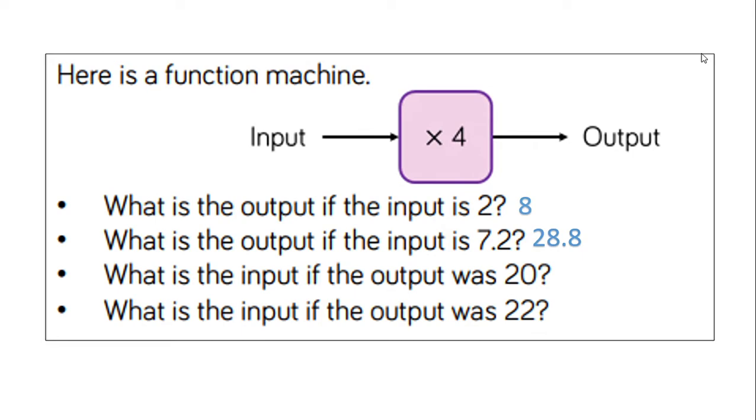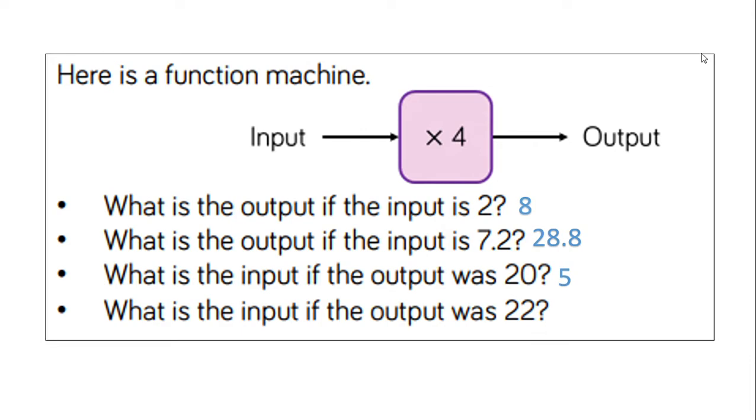Okay, what about question 3? What is the input if the output was 20? This time we have to work backwards because we know the output. So we have to use the inverse operation. The inverse operation of multiplication is division. So instead of multiplying by 4, we're going to work backwards from our 20 and divide it by 4 to get an input number of 5.